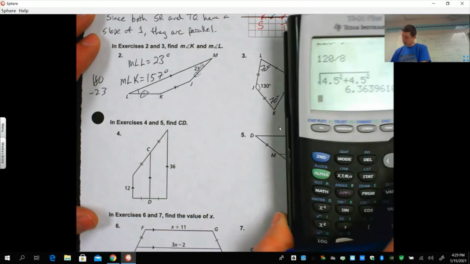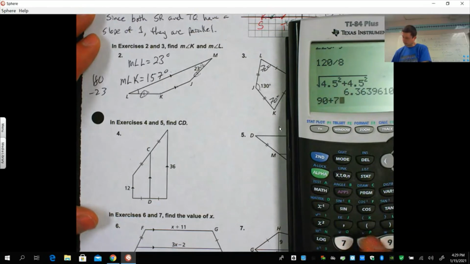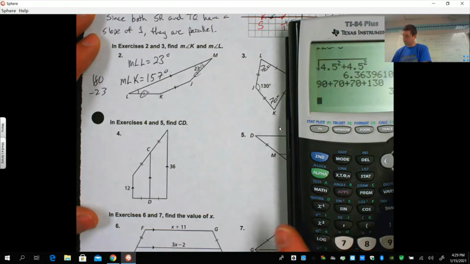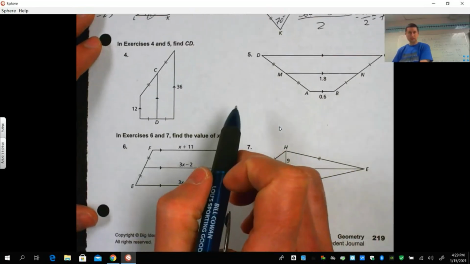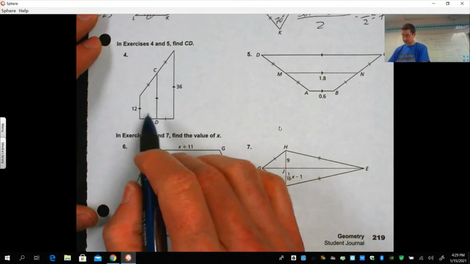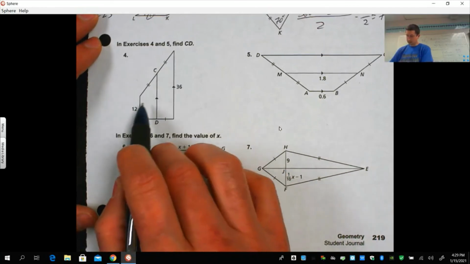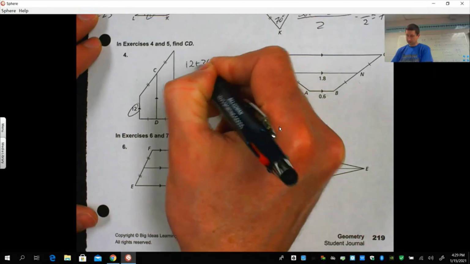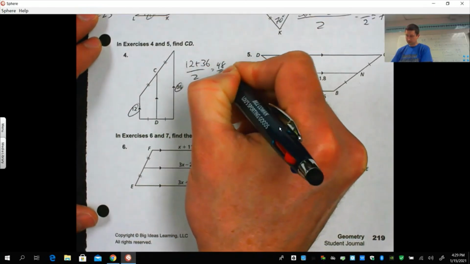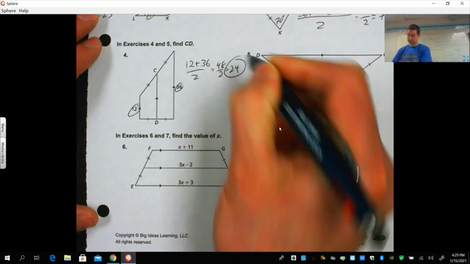And you can check your answer. 90 plus 70 plus 70 plus 130. Okay, 360. Here we're checking the midsegment. Find the length of CD. So it's the average of these two right here. So you just take 12 plus 36 divided by 2. So that's 48 divided by 2, which is 24. So CD is 24.